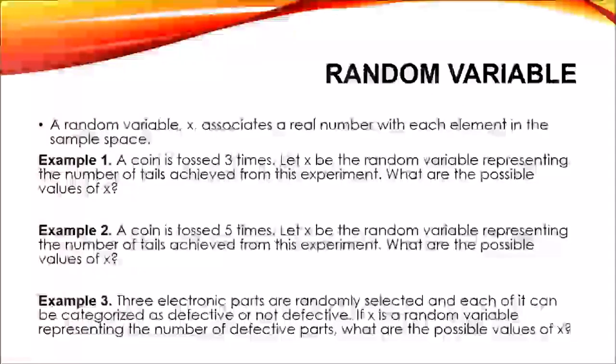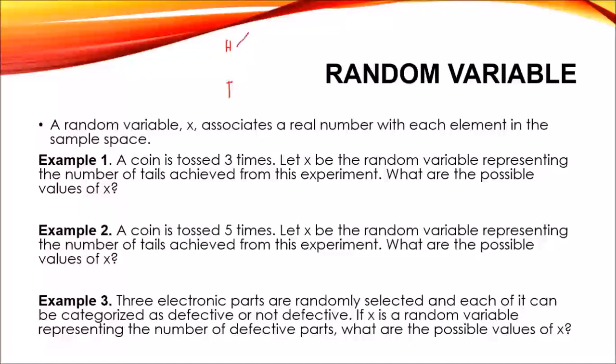A coin is tossed three times. Let x be the variable representing the number of tails achieved from this experiment. So what are the possible values of x? If we draw a tree diagram, we can identify the combinations and the possible outcomes. If we toss a coin three times, at the first trial we could have a head or a tail.